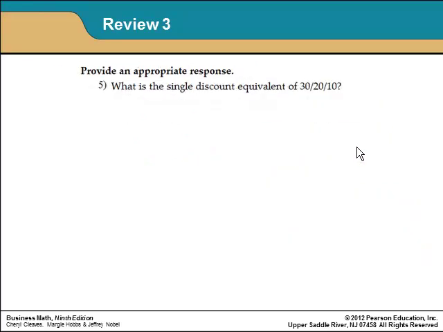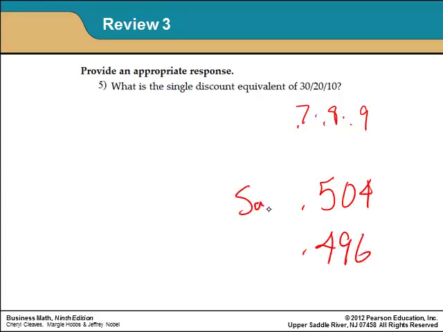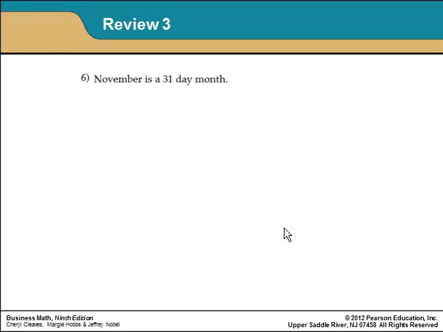All right, try this one. What is a single sale discount of 0.7 times 0.8 times 0.9? 0.7 times 0.8 times 0.9 is 0.504. And so the single discount equivalent of that would be 0.496. This is the sale price. This is the discount. Notice the difference between those two.